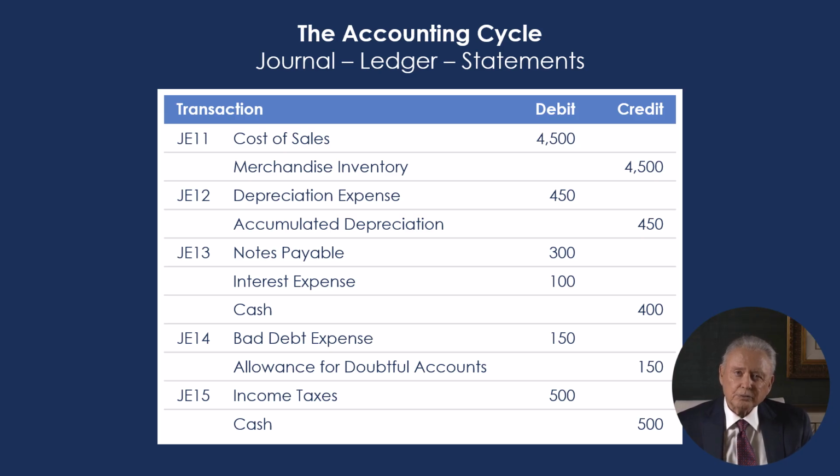Journal entry 14, 150, bad debt expense needs to be calculated and recorded. Credit allowance for doubtful accounts, a valuation or contra account. Journal entry 15 is a payment of taxes for 500, increasing expense and decreasing cash, an asset account, 500.